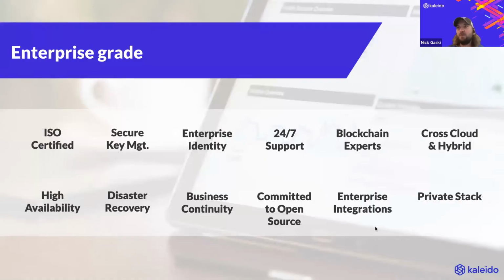A few quick touch points on the enterprise grade nature of Kaleido. All of this is stuff that you get out of the box: ISO certification, really flexible key management techniques, enterprise identity underpinned with X509s and digital certificates, SLAs, 24/7 support, and best of breed node clients and consensus algorithms as well.